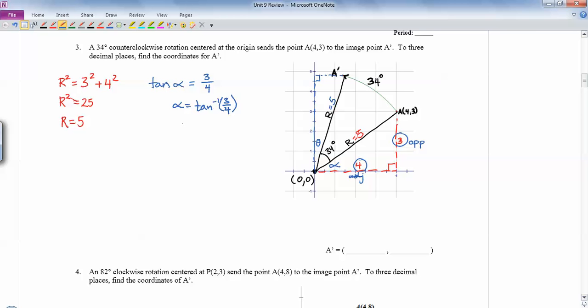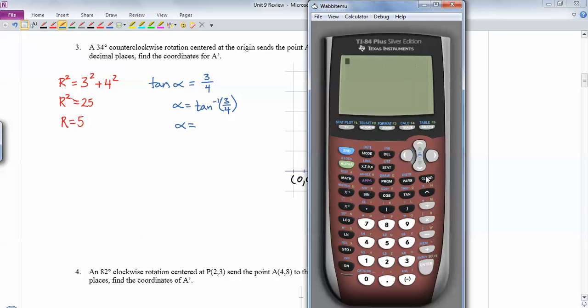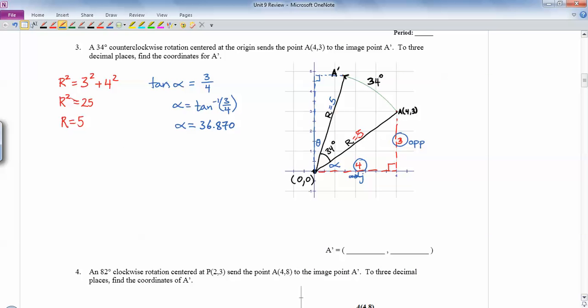And if you plug that into a calculator, this is so slow. Here, let's try it just to review. So I need to switch the mode to degree. And then we'll do second tan, 3 over 4. Okay, so it's 36.870 when you round. So that means that theta is going to be 90, because this whole angle here is 90, minus the 34 in the alpha.